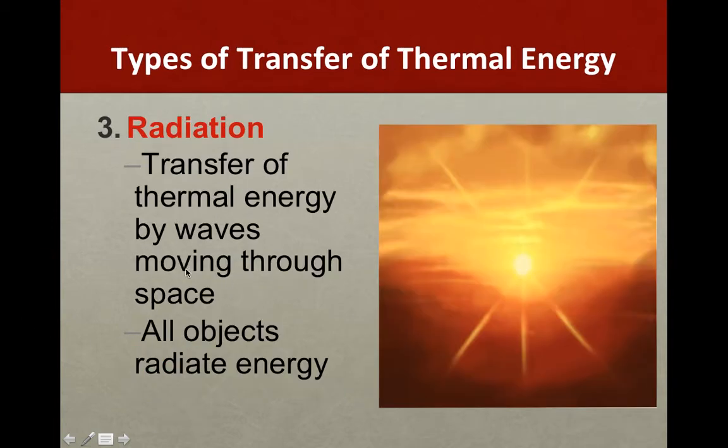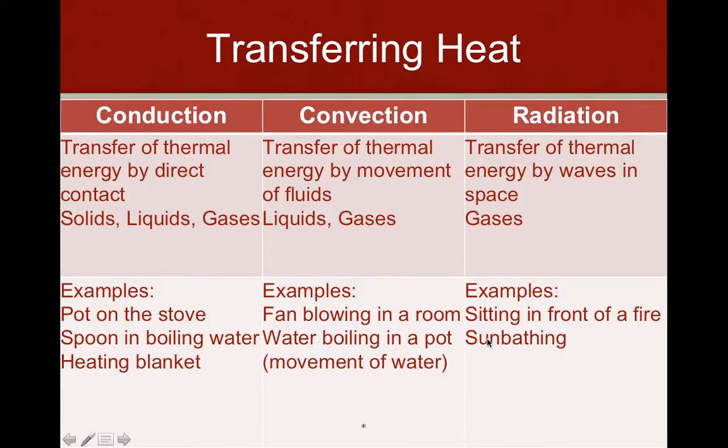And the last one is radiation. Radiation is when you're getting energy from the sun through space. And think of this one, the sun would be a great example of radiation. It's traveling in waves through space, and the sun generates that energy and gets us and heats us up. Okay? And here's a chart just to, again, give you the definitions as well as examples for each of these.